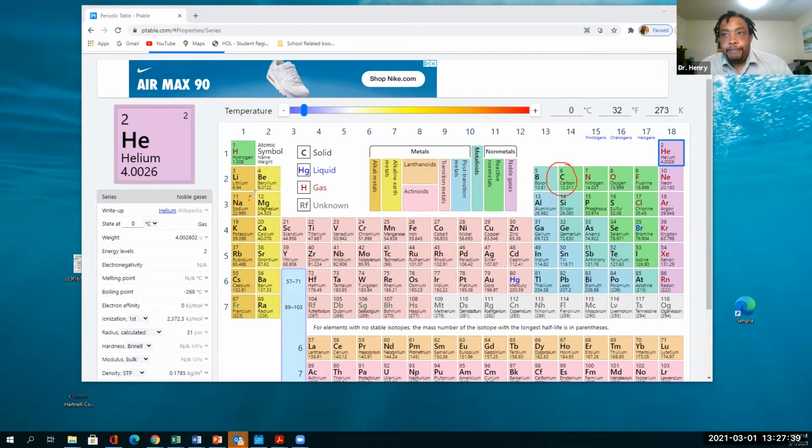So sodium is right here. Sodium has the opportunity to either gain 1, 2, 3, 4, 5, 6, 7 and be like argon, or just lose 1 electron and be like neon.